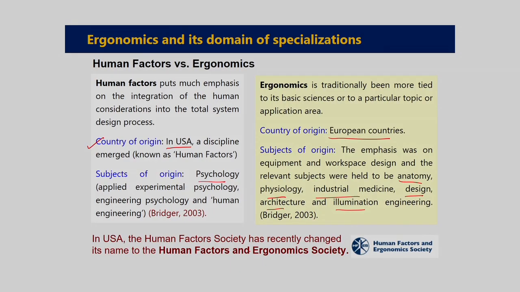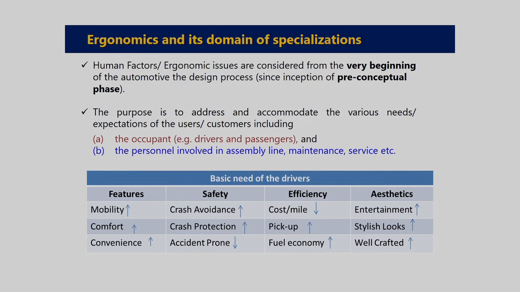In the USA, the Human Factors Society recently changed its name to the Human Factors and Ergonomics Society. Earlier, it was the Human Factors Society. As human factors and ergonomics are similar and can be used synonymously, they changed the name to the Human Factors and Ergonomics Society. Now, ergonomics and its domain of specialization: under that, we are discussing the human factors or ergonomic issues when we consider the automotive design process.